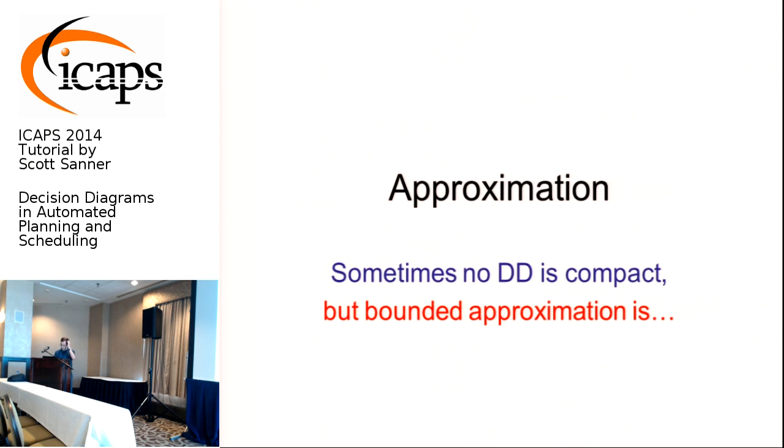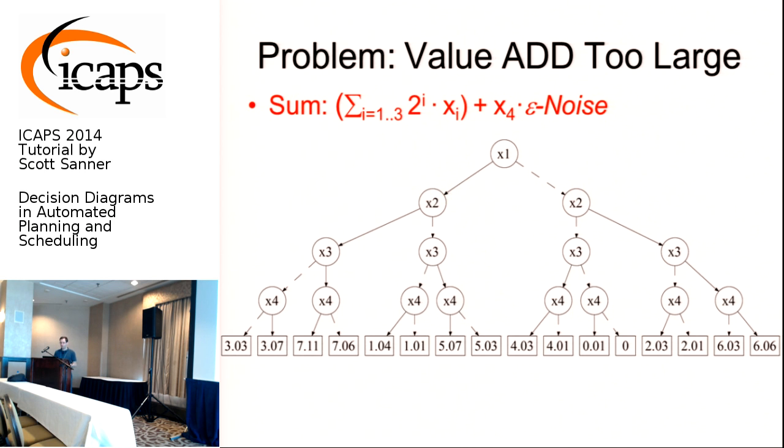OK, I'm going to give you one approximation idea, and then I'm going to wrap up. So often in practice, your decision diagrams do grow large, right? You just can't control that. But you can approximate within some epsilon error bound pretty easily, especially if it's an ADD. So imagine that I have this function, sum of i equals 1 to 3 of 2^i x_i. And I add in this additional variable, which is some epsilon noise, some very small value, 0.001 times x4.